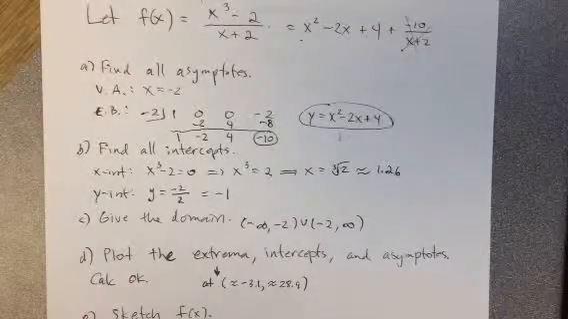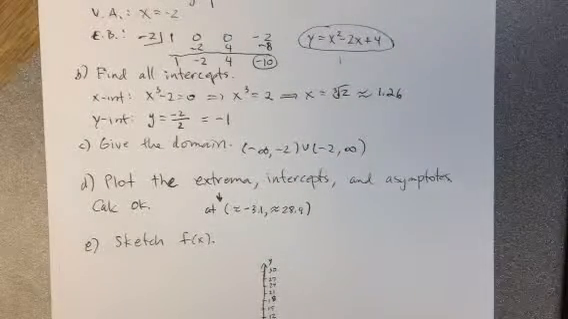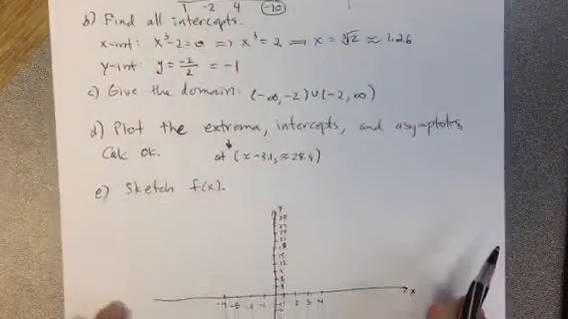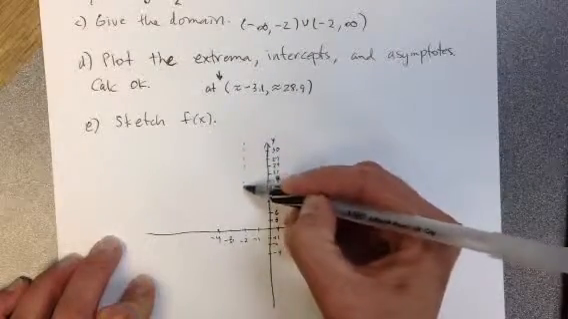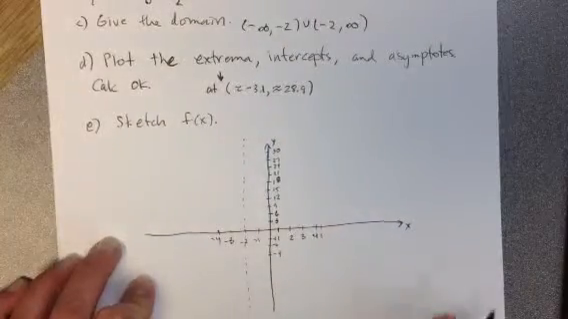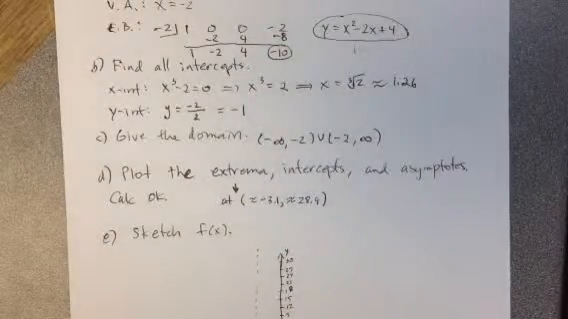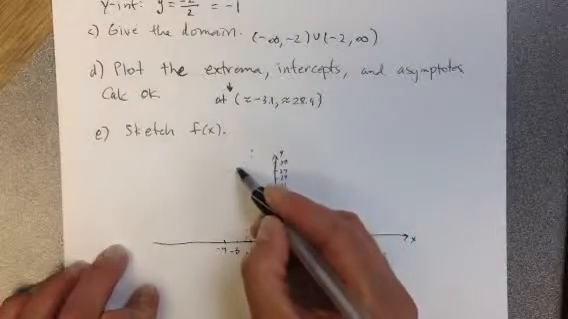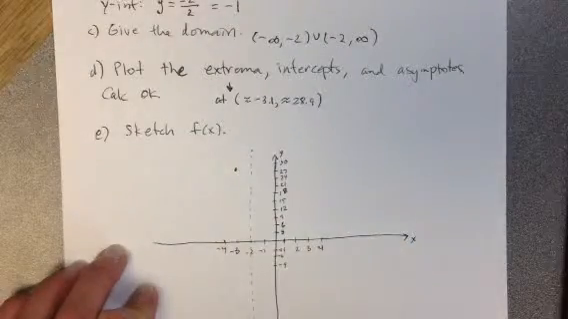Okay, so here I'm going to plot the extrema, intercepts, and asymptotes. So we have a vertical asymptote at -2, so I'm going to go ahead and plot that. We have the extrema at (-3.1, 28.9). So 28.9, that's going to be somewhere up here. Okay, so there's my minimum.